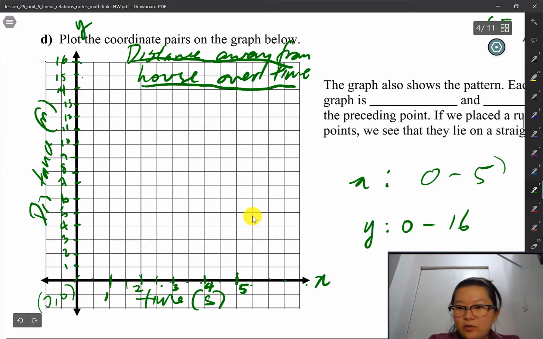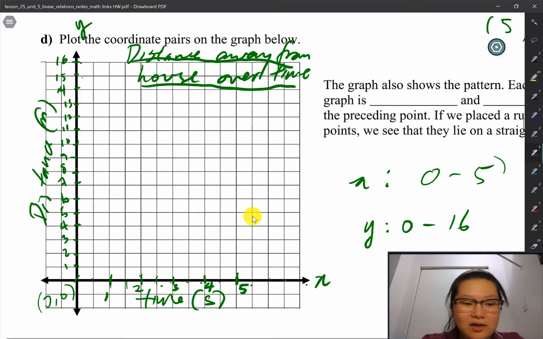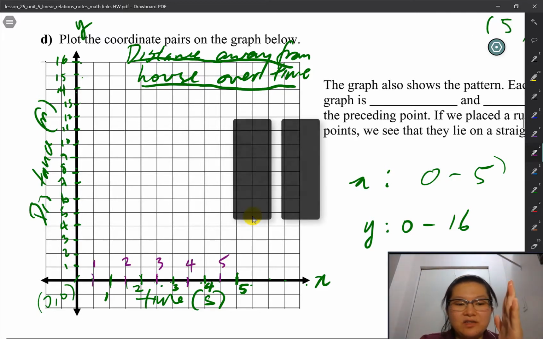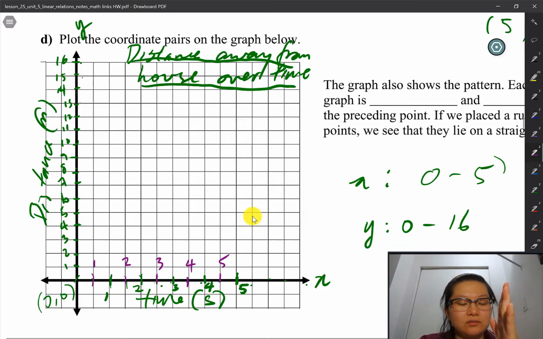Now, be very careful when you set up your gradients. You need to make sure that the same number of boxes equals the same interval as you move across. So let me show you what some of my students like to do. Tell me what is wrong here. Good time to pause the video and think about what the student did wrong.